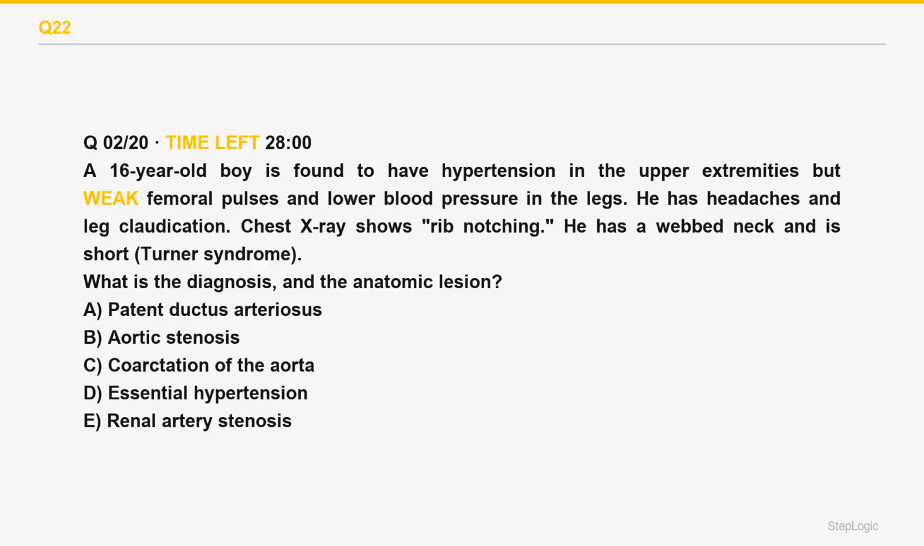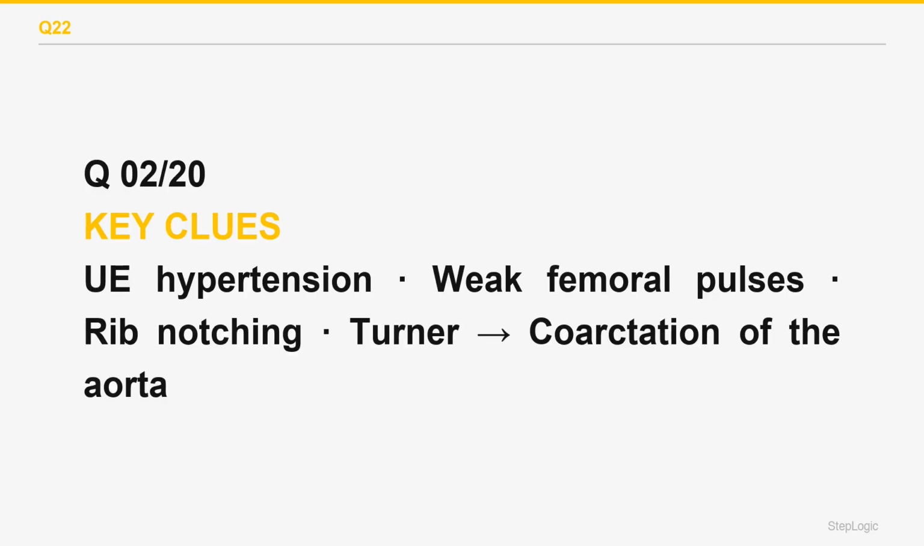Upper extremity hypertension, weak femoral pulses, rib notching, Turner syndrome: coarctation of the aorta. This is coarctation of the aorta, a congenital narrowing of the aorta, classically located near the insertion of the ductus arteriosus, just distal to the left subclavian artery. The narrowing obstructs blood flow to the lower body, so the pressure proximal to the coarctation, in the upper extremities, is high, causing upper extremity hypertension and headaches. While the pressure and pulses distal to it, the lower extremity femoral pulses, are weak and delayed, causing leg claudication and the classic radiofemoral delay.